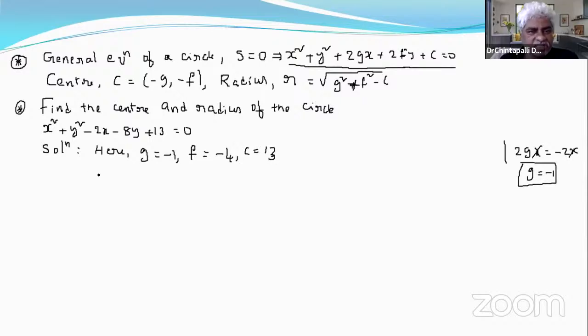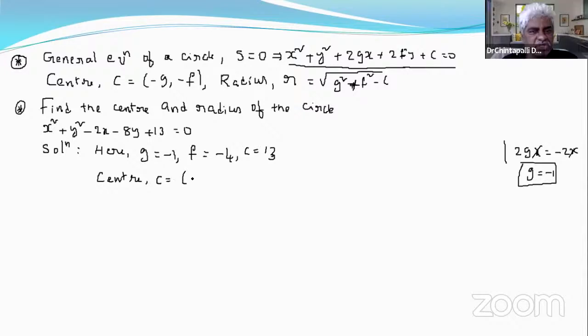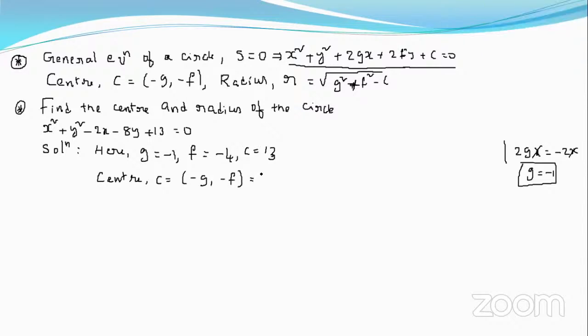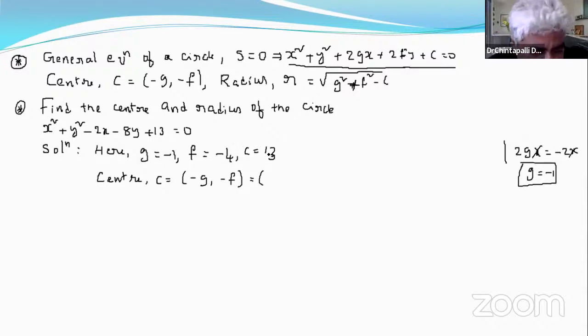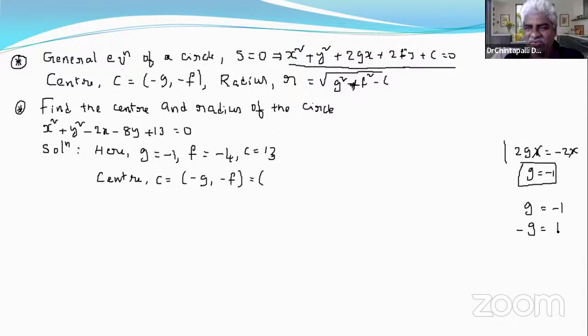What is the formula for center? Negative g comma negative f. Tell me, what is negative g? G is equal to negative 1. But we need negative g. So to get negative g, multiply both sides by negative. Negative g is equal to 1, very good.